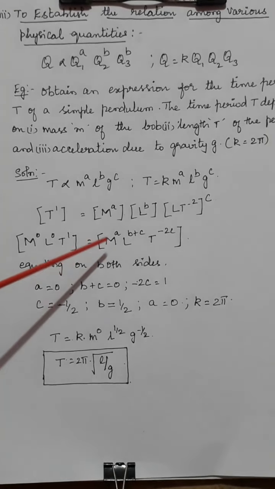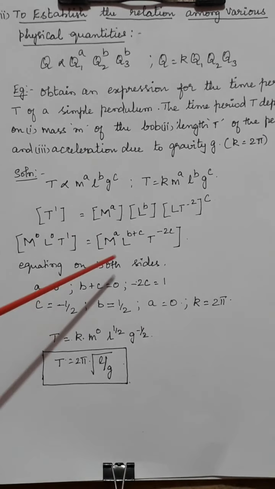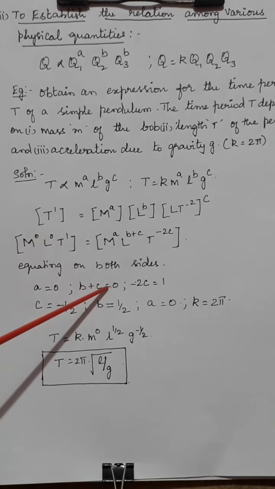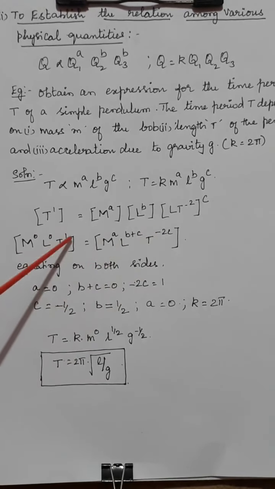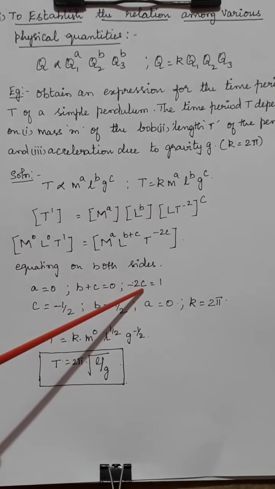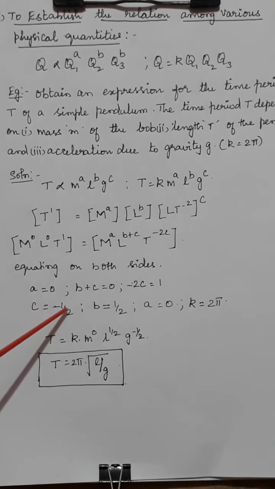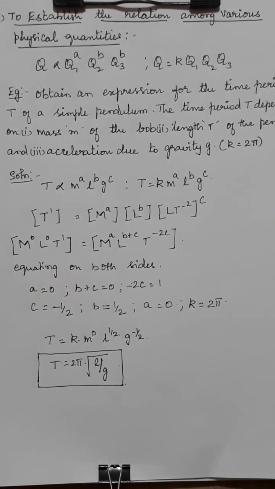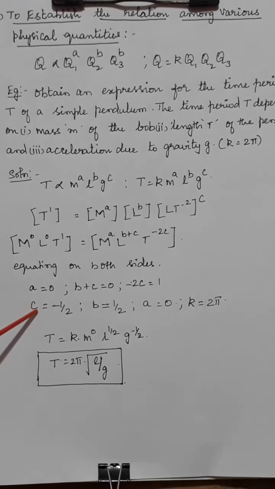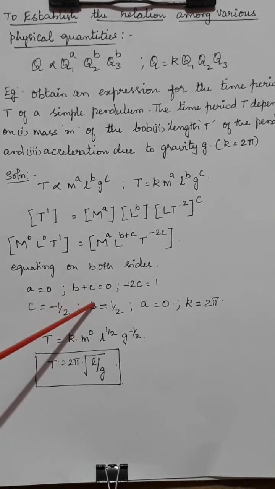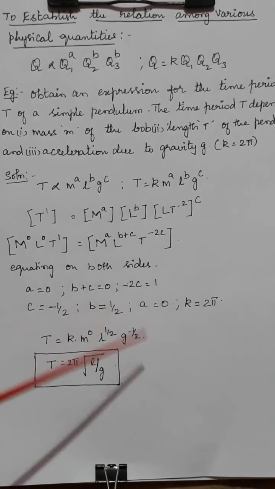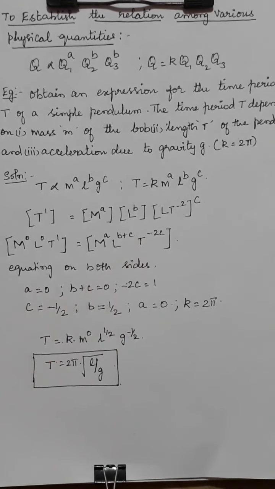When you equate the powers, a is equal to 0. Then b plus c is equal to 0. Then minus 2c is equal to 1. So from this I can understand that c is equal to minus 1 by 2. Substituting minus 1 by 2 in this equation, I get b is equal to 1 by 2. Naturally a is equal to 0.